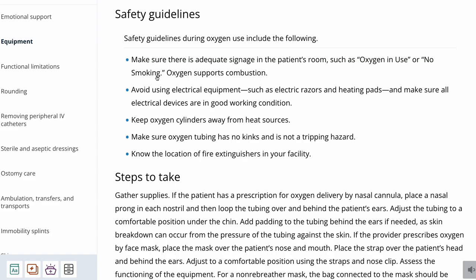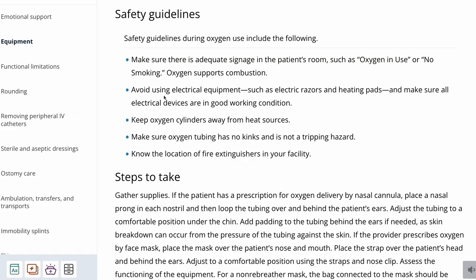But let's say you do home health and you come to somebody's house and you need to have an oxygen in use, no smoking sign, because a little bit of smoke, a little bit of lighter flick, if there's enough oxygen in the air, boom, you can just have a blow up in the air.